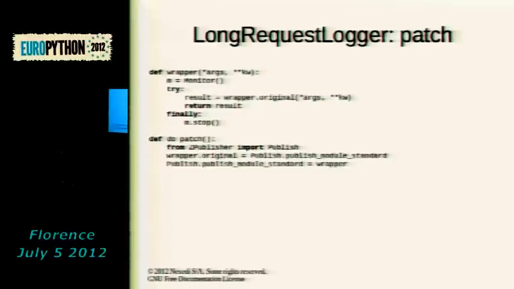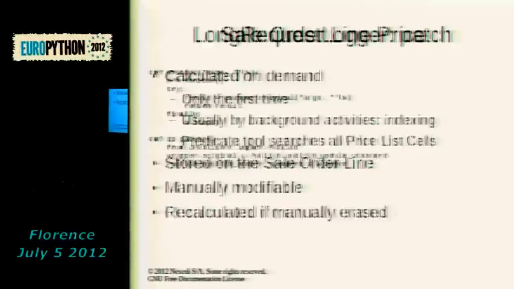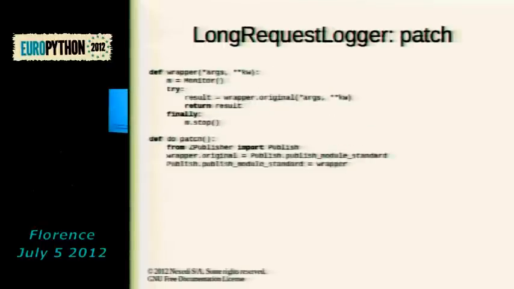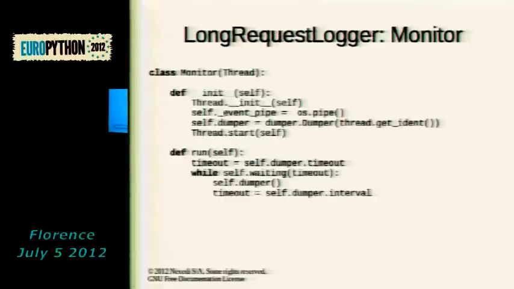So what does long request logger do? It wraps the original publishing mechanism in ZOPE. You can see that the wrapper function instantiates the monitor, wraps the original call, calls the original call, and returns the result, and finally it stops the monitor. And we replace the ZOPE default publishing mechanism to do that.